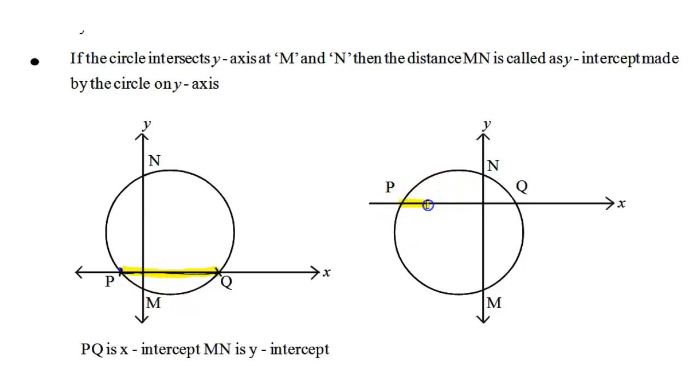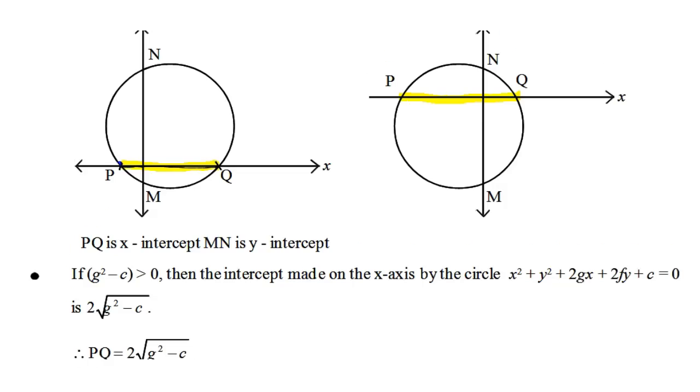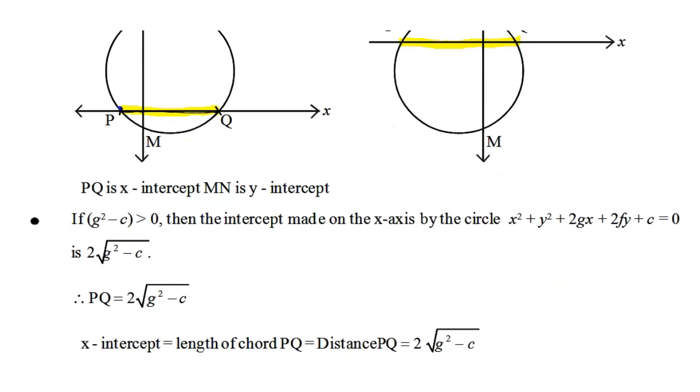Here also the same thing. Here PQ we can take as the length of the x-intercept. Okay? Right. Now the same thing for the y-intercept. And here one more formula is there. That formula is the length of the x-intercept of the circle in general. The formula is 2 root g square minus c, right? In general, previously we have done this formula.